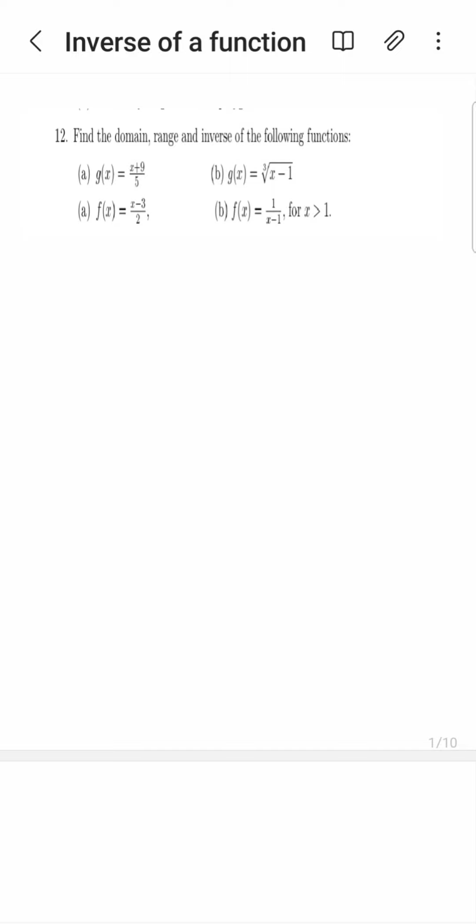Last time we were talking about finding the domain of a function. Today we'll focus on finding the inverse of a function.